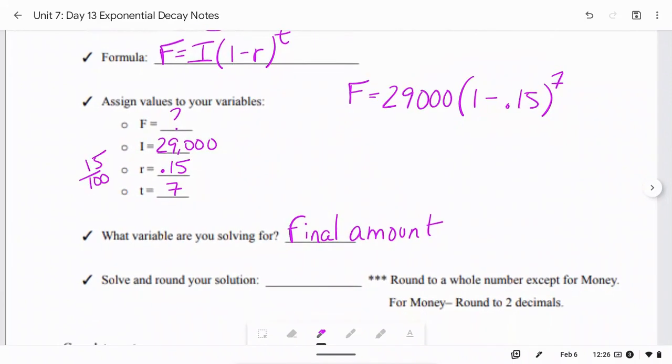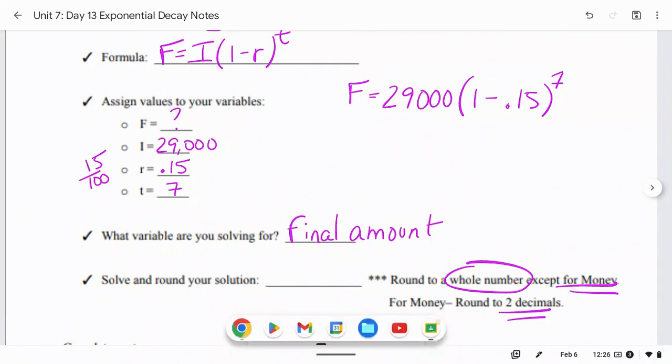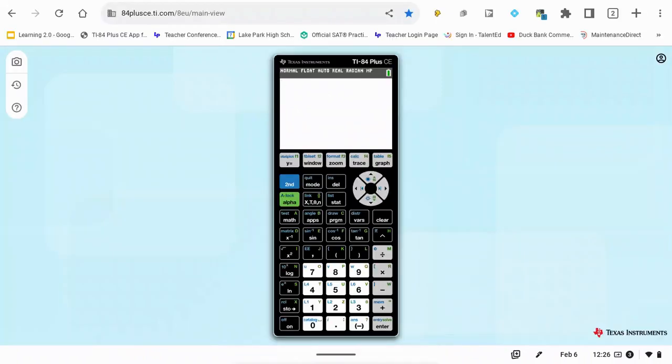And we're going to round the same way as exponential growth. So always round to the nearest whole number, except for money. We round money to 2 decimal places. So since this example is talking about money, we're going to round to 2 decimal places. So grab your graphing calculator and let's type this equation in.